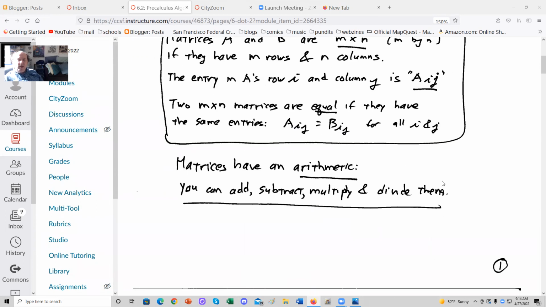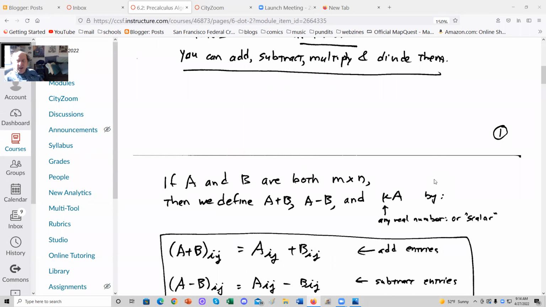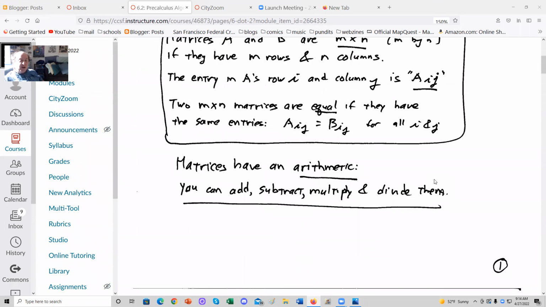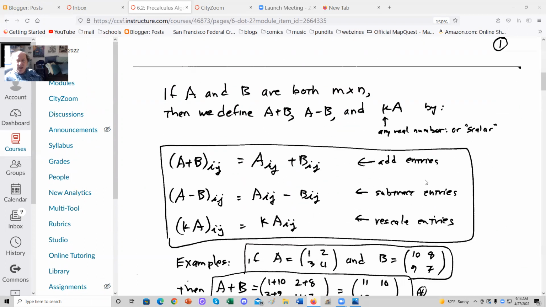They have an arithmetic. You can add matrices, subtract matrices, multiply and divide them, subject to some conditions, the dimensions of the matrices have to match up properly. And we define these additions, subtractions, multiplications, and divisions in a way that helps us define linear systems. Okay, if we have two matrices that are both m by n, they can define their sum, their difference, and a real number times the matrix these ways.